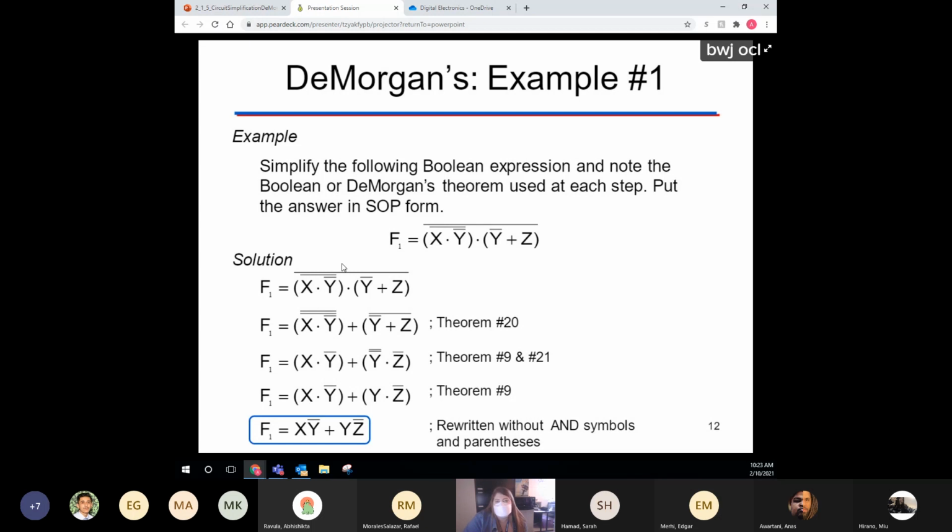Then again, we have a double negative, right? We have not not y, so that's just going to be written as y. And we end up with x not plus y not z as our final answer.